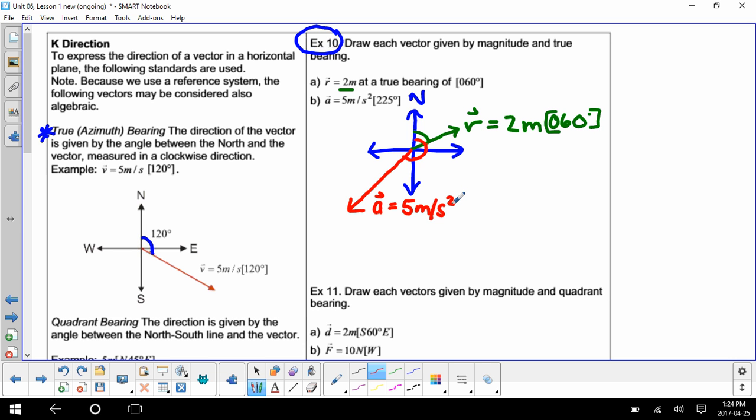We could never leave that statement like that because the 5 meters per second squared is only the magnitude. So if we want to say that vector A is equal to 5 meters per second squared, we would also have to give the bearing, which is 225 degrees. So at a bearing of 225 degrees.